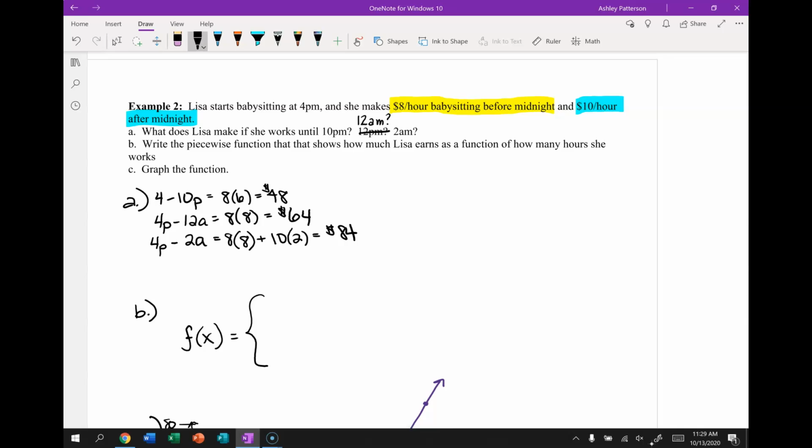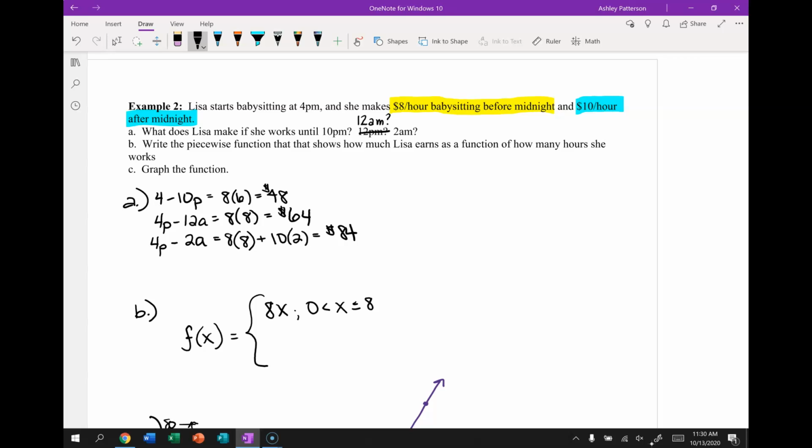So how do we put this into a piecewise function? The first part, she makes $8 an hour. And we'll have hours be the input. From the first, we're not going to say 0 because she's not going to get paid for not being there, up until midnight. So 4 to 5, 5 to 6, 6 to 7, and so forth. That means she can make up to 8 hours.